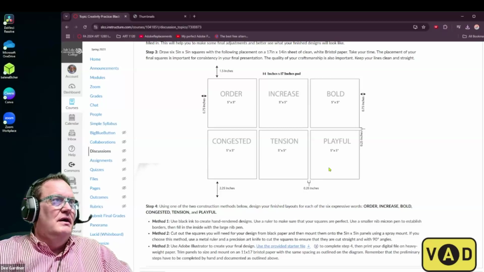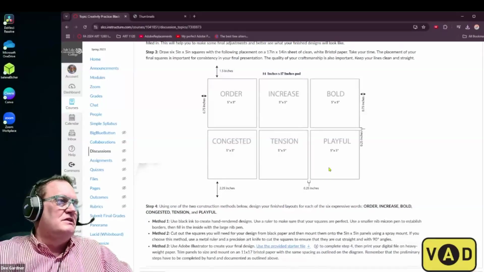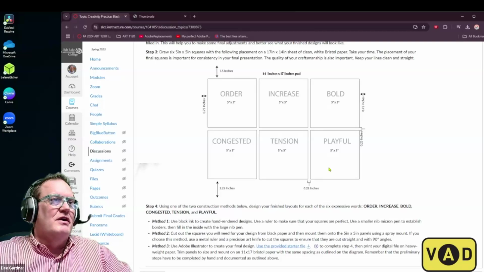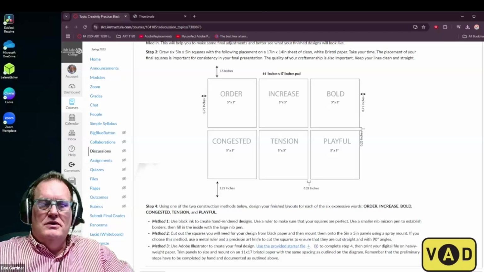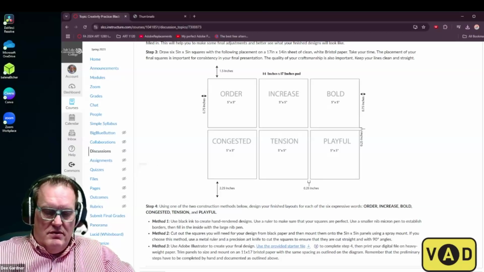I think some people are frustrated when they see how constraining this is. But that's part of the design process. There's always going to be constraints that you have to overcome. That's part of what the design process is, figuring out how to overcome the constraints.